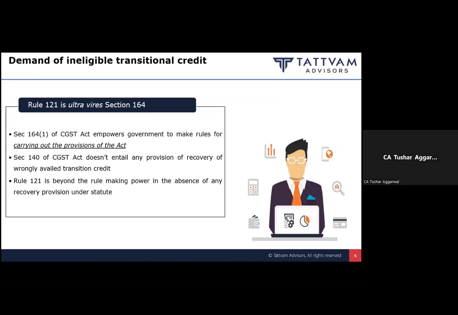And what is the purpose of the rule? This rule is ultra vires section 164. I will take you to section 164, which empowers the government to make rules for carrying out the provisions of the act.